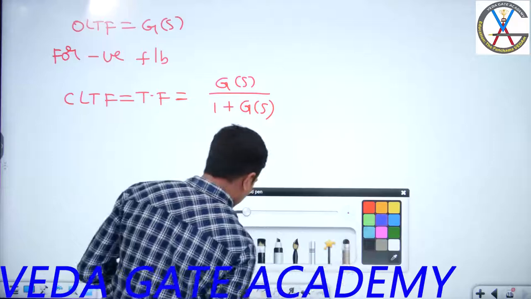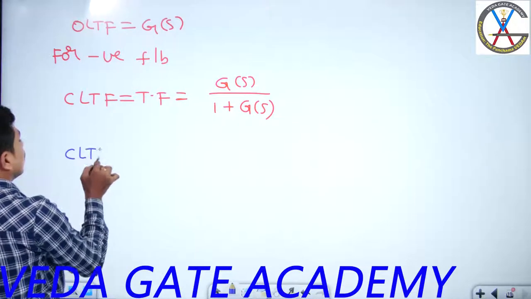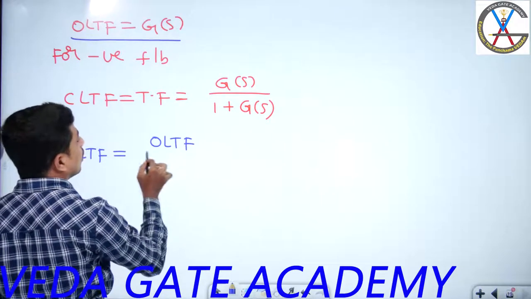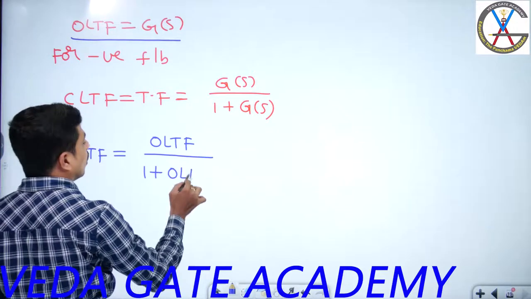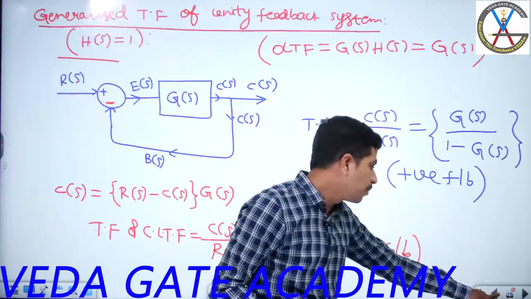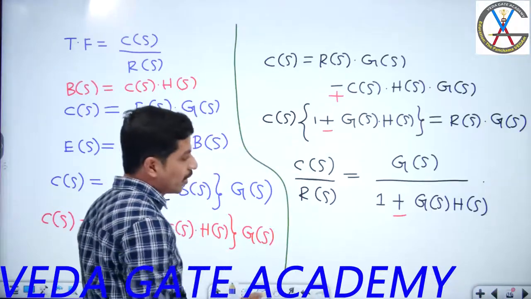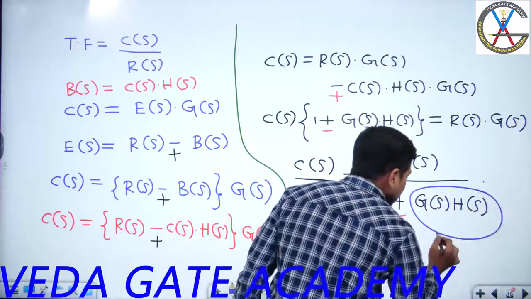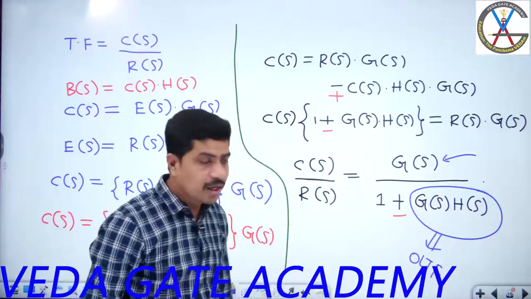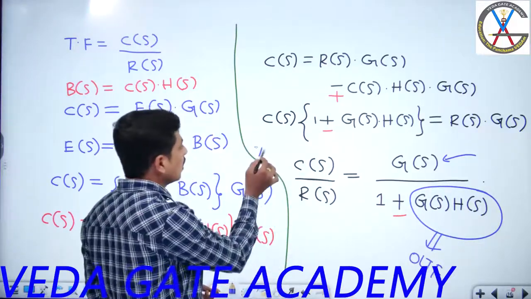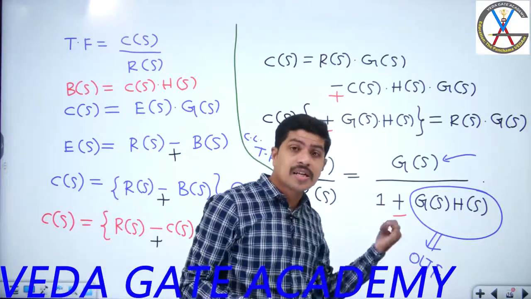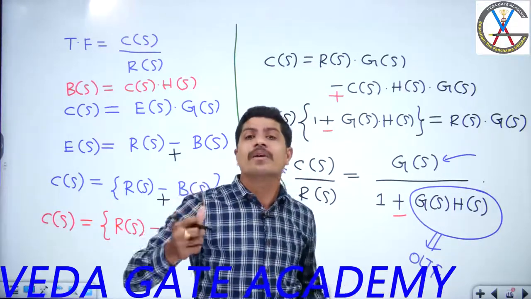Observe here. CLTF is equal to, what is G of s? G of s is OLTF. So OLTF by 1 plus OLTF. Sir, this possibility is not there for non-unity feedback. Why? This can be written as OLTF, yes, this is OLTF, but this is not OLTF. That's why we are not in a position to represent CLTF completely in terms of OLTF for a non-unity feedback system.